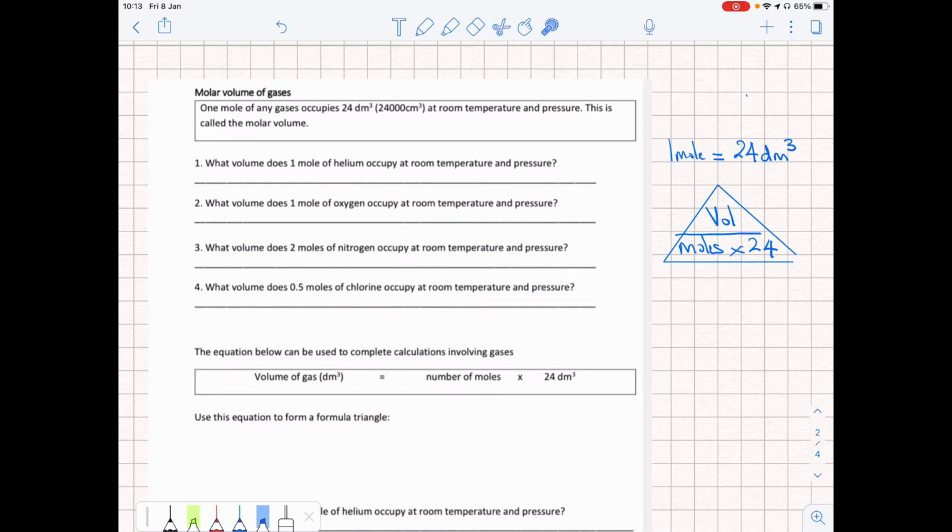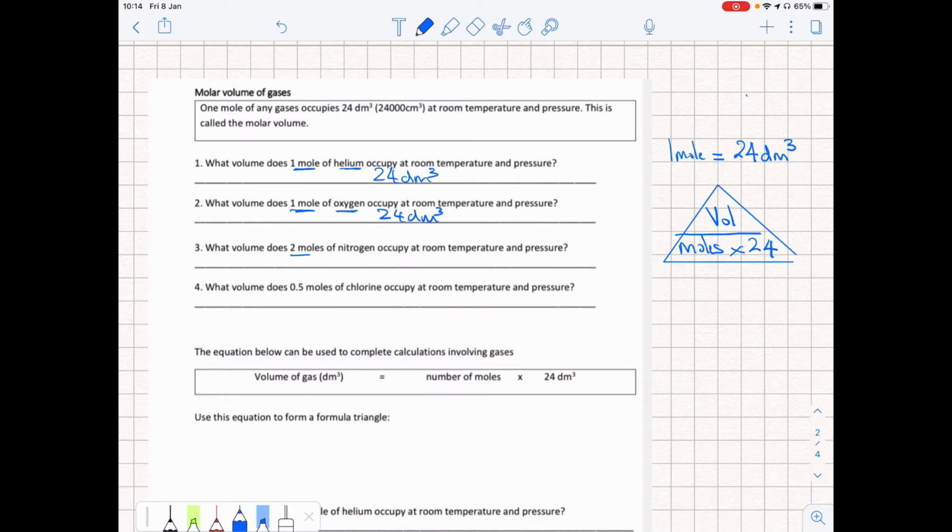So what does this mean in some examples? Let's have a very quick look. Here the question says we've got 1 mole of helium. Helium's a gas, so it's going to follow this rule. So 1 mole of helium is a straightforward one because that is going to occupy 24 decimeters cubed. As is this one, this is still 1 mole, it's a different gas, but it's oxygen, and that's going to occupy 24 decimeters cubed. So it's straightforward.